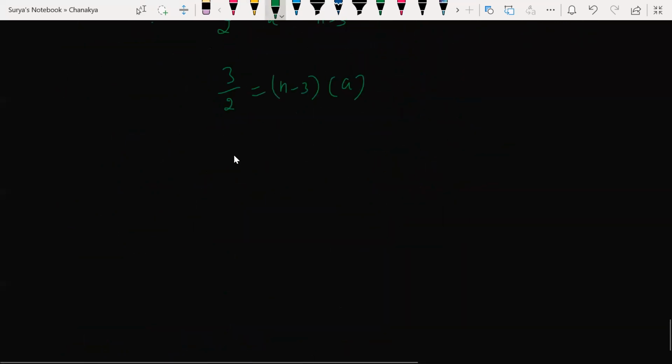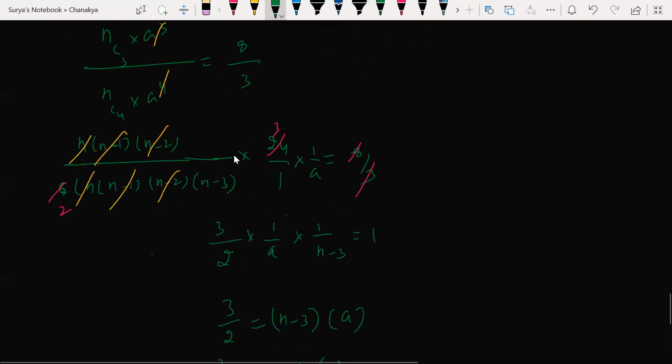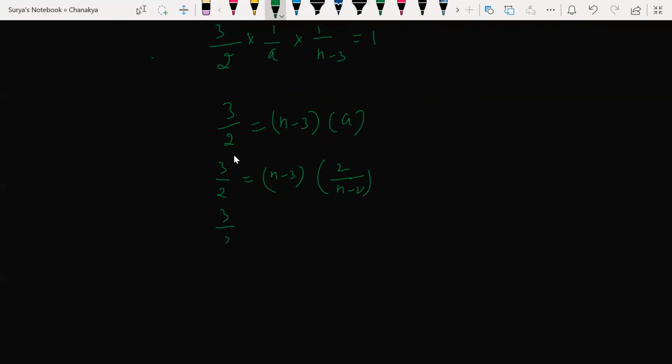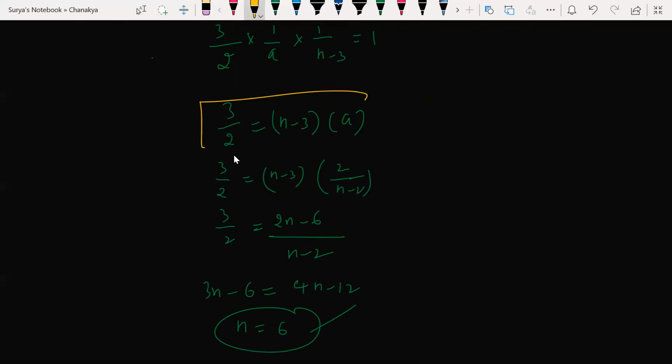So substitute here, 2 by n minus 2. So 3 by 2 is equal to, solve this, 2n minus 6 by n minus 2. 3n minus 6 is equal to 4n minus 12. So n is equal to how much? 6. n value is 6, beta.